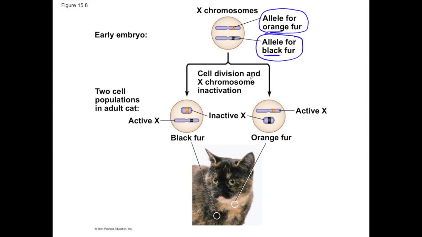But remember, in all of her cells, one of those two X chromosomes is going to be turned off. So let's say in some cells, she's going to inactivate the X chromosome that has the orange version of the gene. In that case, she's only going to express the black version of the gene, and that creates the black patches of fur. But in other cells, she's going to turn off the X chromosome that has the black version of the gene. So in those cells, she's only going to express the orange version of the gene, and that creates the orange patches of fur. And that's how you get a calico cat, due to this inactive X or this Barr body that you find in females.